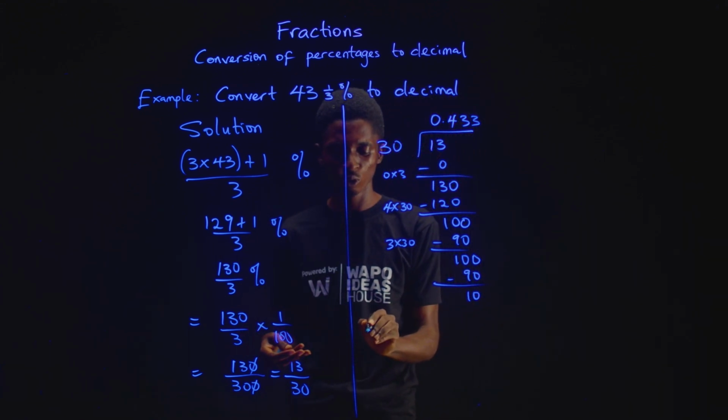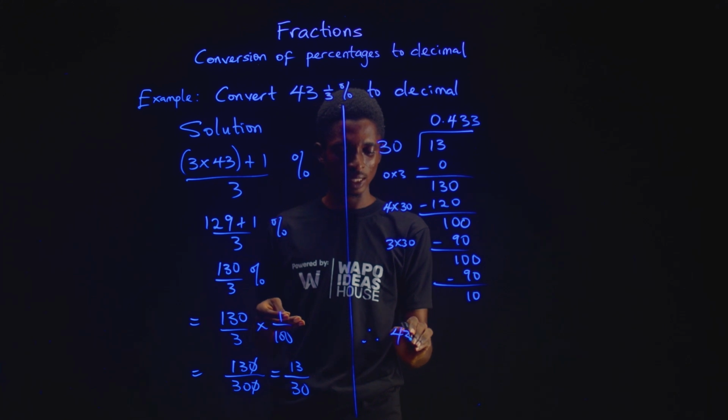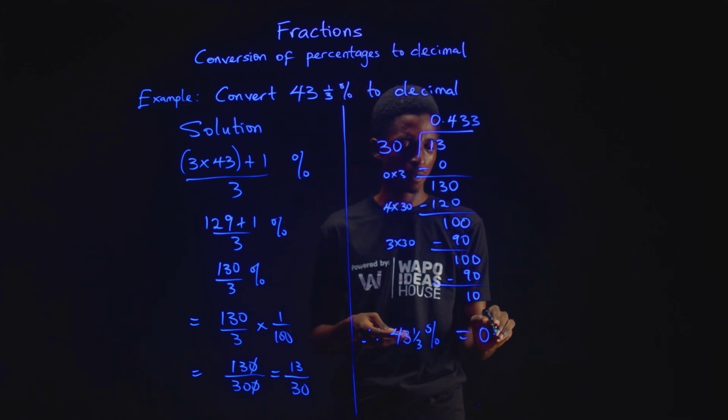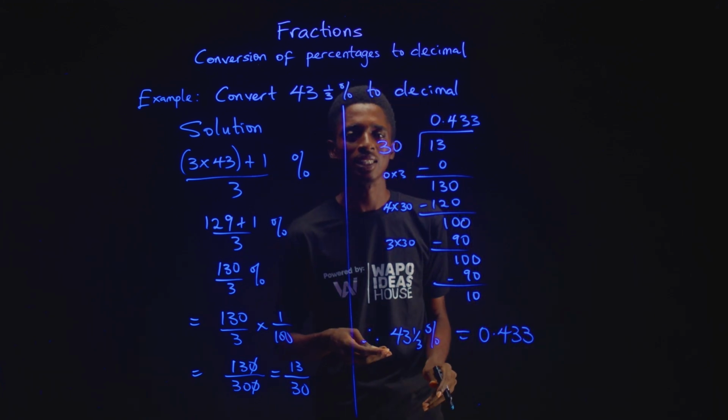So we can then conclude at this point and say that 43 whole number 1 over 3% equals 0.433 as a decimal number.